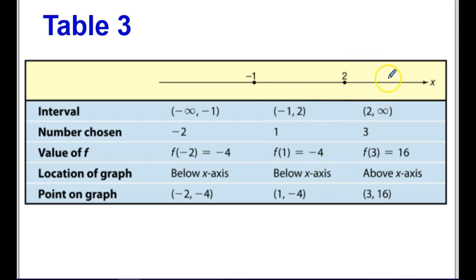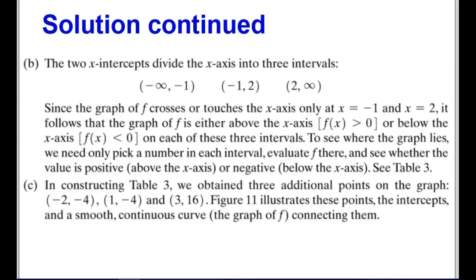Then I'm going to pick a number greater than 2. So here we pick 3, we plug that in, we get 16, so I see I'm above my x-axis. So that tells me the directions that my graph is going to go. Here we also got these 3 extra points that we could graph as well.